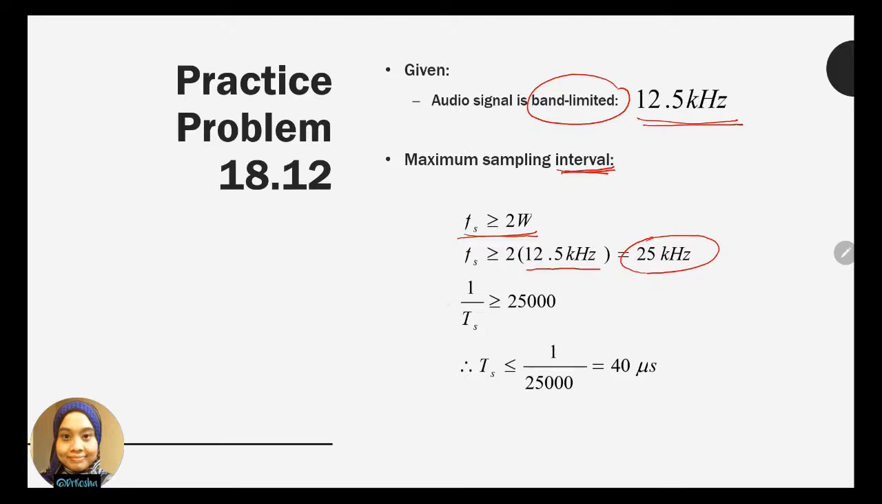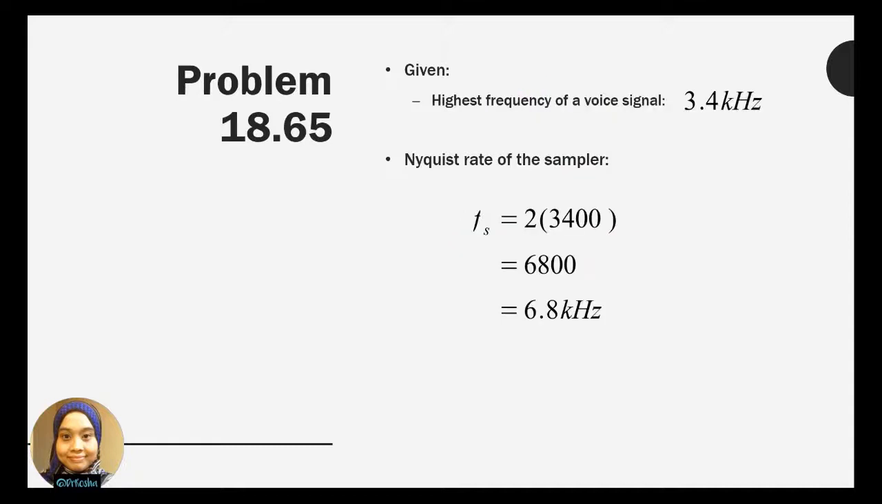You need to do some basic calculation here. So Ts, in the Nyquist interval, must be less than or equal to 40 microseconds. So you already know that in order to get the optimum effect in recovering the information signal, you need at most 40 microseconds as the sampling interval.